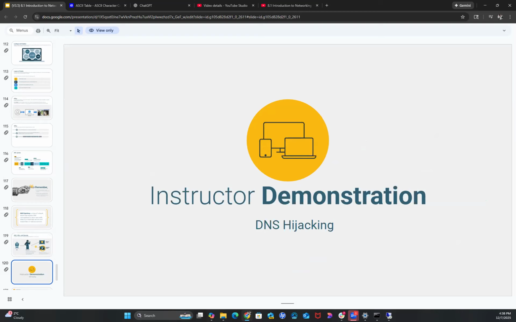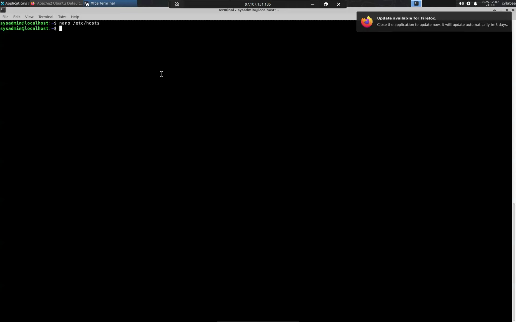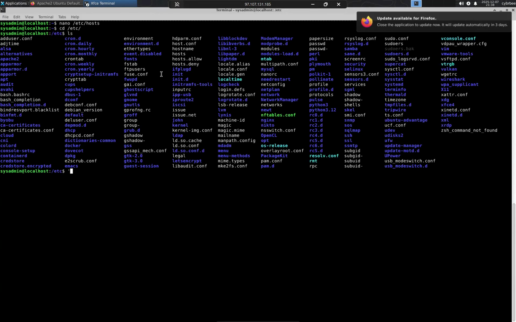And now we demonstrate DNS hijacking. This is our Linux server. We go to cd /etc, where there is the hosts file, and ls. This is basically where the DNS records are. We open this hosts file with sudo nano hosts.